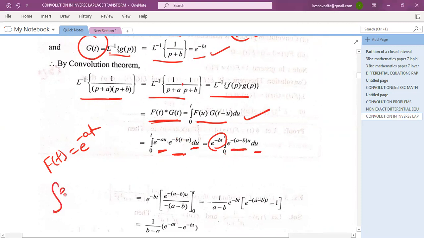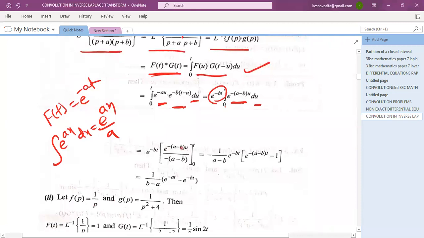So we know the integration of e power ax dx is equal to e power ax by a. Using the integration of exponential function, we get e power minus of a minus b u by minus of a minus b. So apply limits, upper limit minus lower limit. We get minus of a minus b e power minus bt. So apply t in the place of u, we get e power minus of a minus b into t, minus the lower limit. Apply 0 in the place of u, we get e power 0, that is equal to 1. So therefore the result is this one.